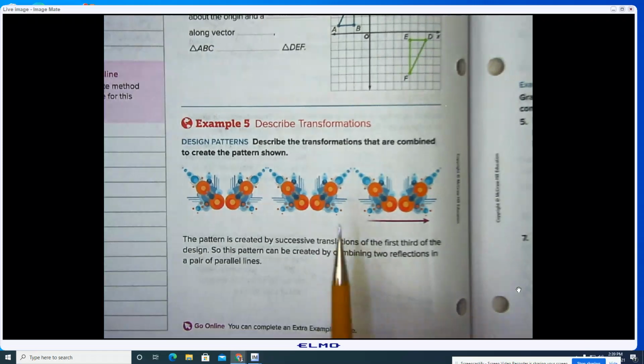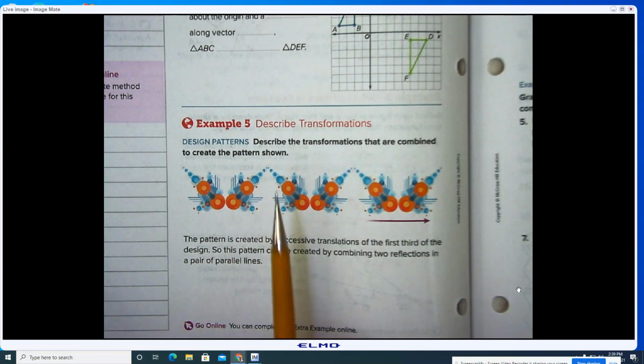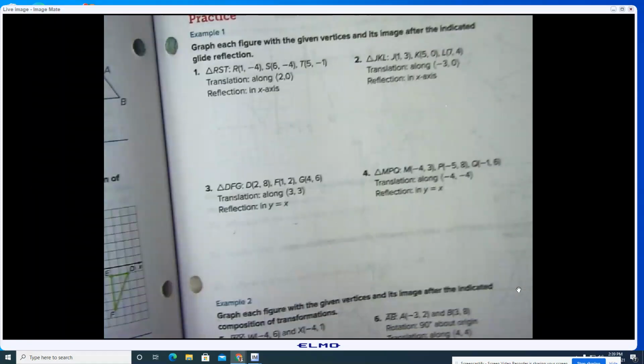And then example 5, describe the transformation. So you can go ahead and look over that one on your own. And then we have our practice set.